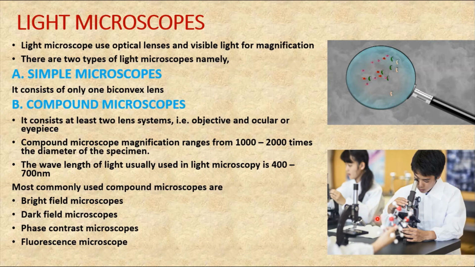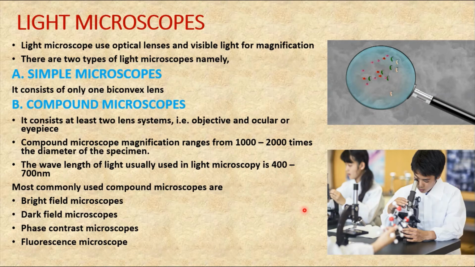So at the school level and at the college level, +1, +2 level, these are the microscopes that we see in our biological laboratories, isn't it? And the compound microscope magnification ranges from 1000 to 2000 times the diameter of the specimen. And the wavelength of the light that we use in light microscopy is 400 to 700 nanometers, which is nothing but the wavelength of the visible light range.